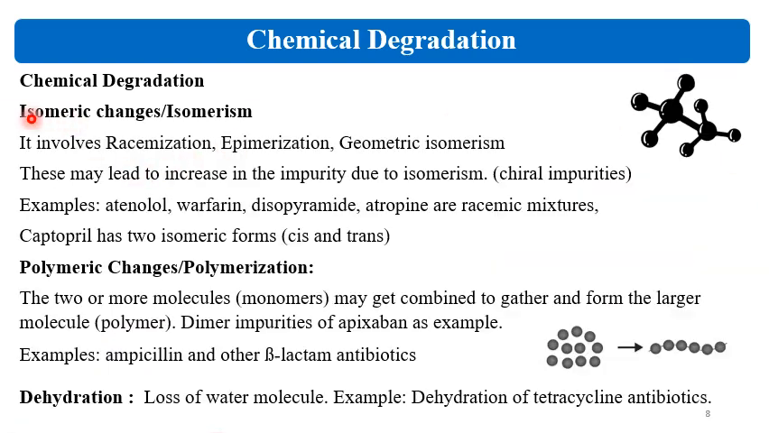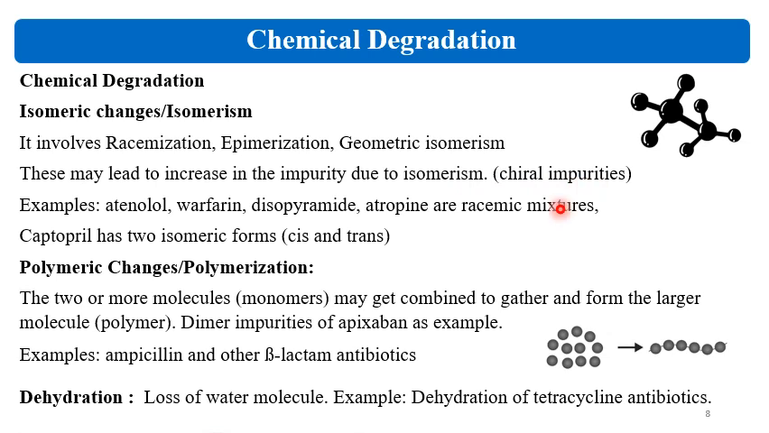Then chemical degradation also involves isomeric changes. You might know of chiral impurities or racemic impurities or isomeric impurities. Isomeric changes or isomerism involves racemization, epimerization, geometric isomerism. That basic part we will not go into in detail. We will see how this isomerism has an impact on the chemical degradation. This isomerism may lead to an increase in impurity. These are known as chiral impurities.